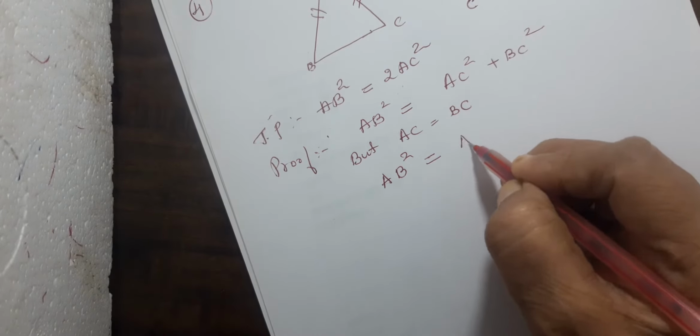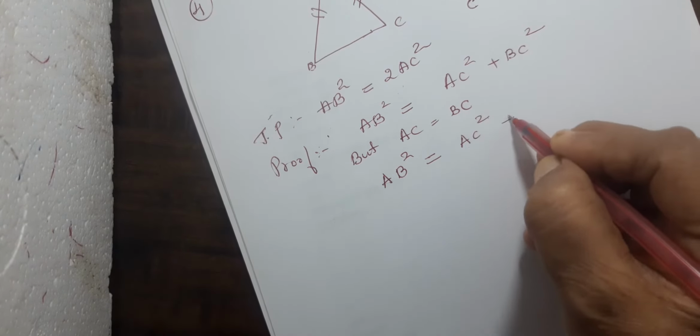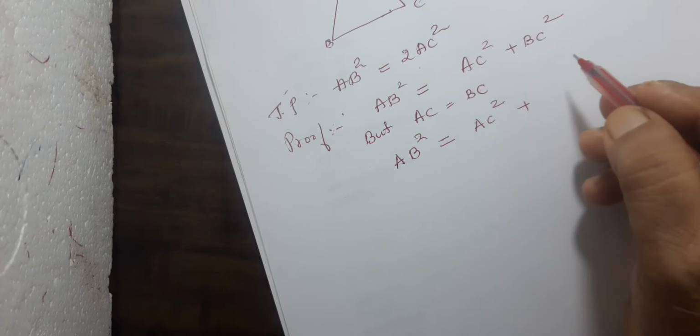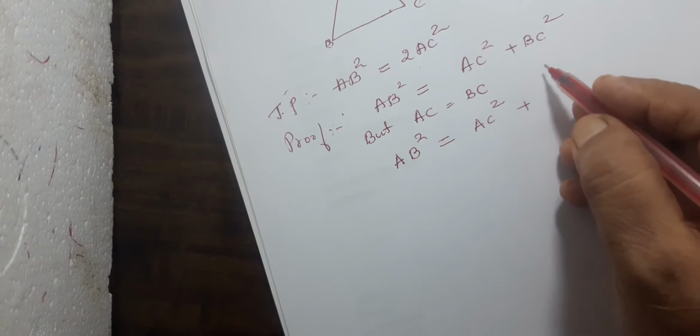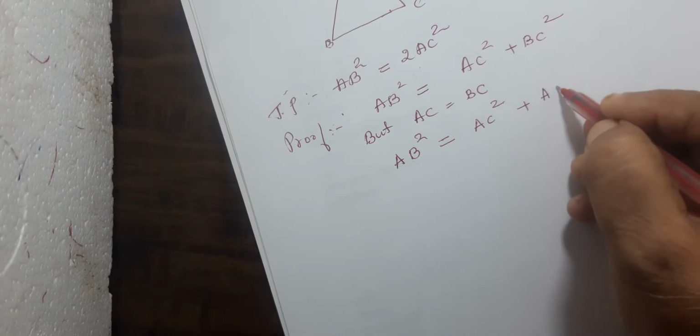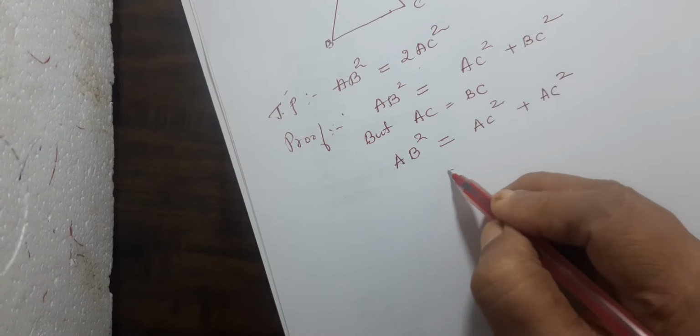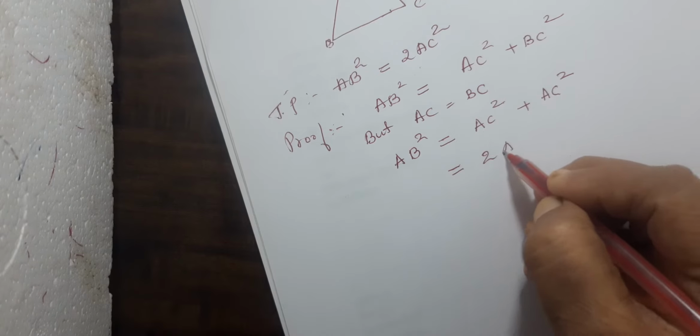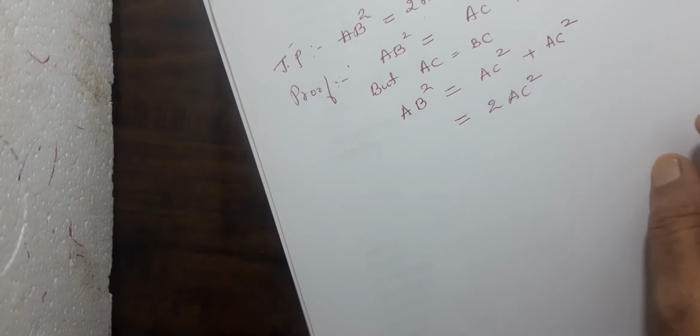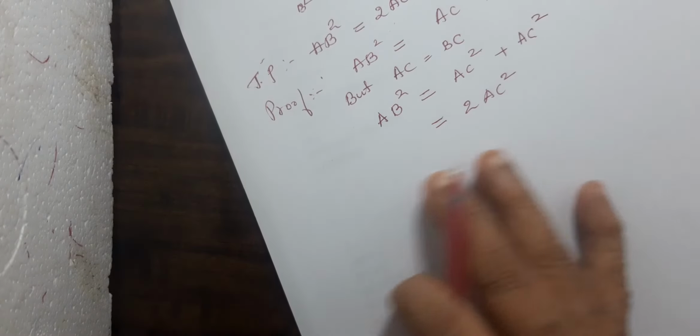Therefore, I will do the same now. In the above step, I will write AC squared. I have already got one AC squared. BC squared I will change to AC squared, because BC is equal to AC. So what will you get now? You will just get 2AC squared. So it is an easy problem. I hope you have done it. So this is the way to do it.